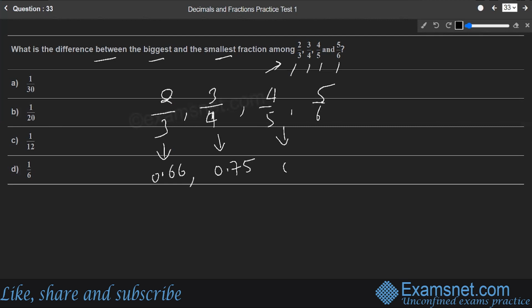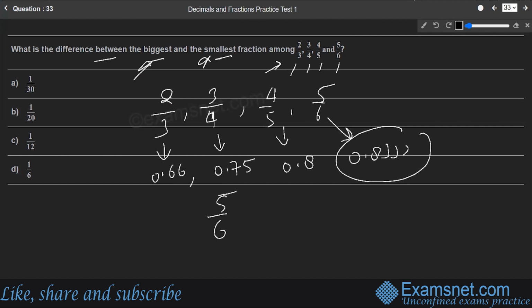4 by 5 is exactly 0.8, and 5 by 6 is 0.8333 repeating. He wants us to calculate the difference between the biggest and the smallest. Which one is the biggest? The biggest one is 0.8333, that is 5 by 6, minus the smallest, which is 0.666, that is 2 by 3. So we are supposed to find 5 by 6 minus 2 by 3.